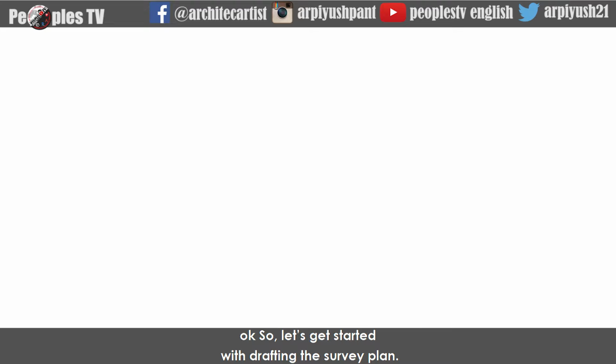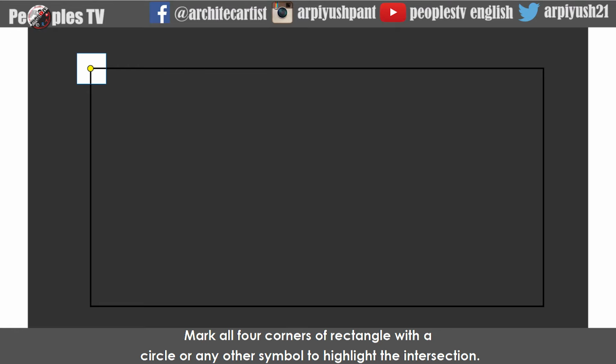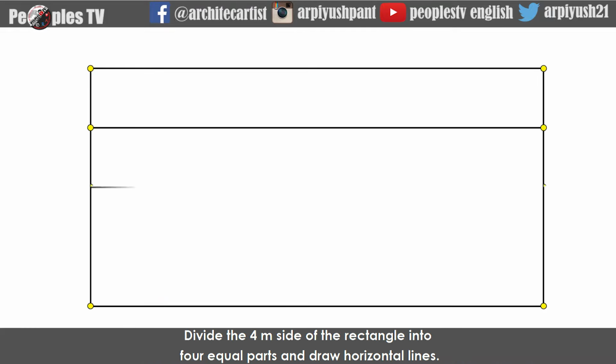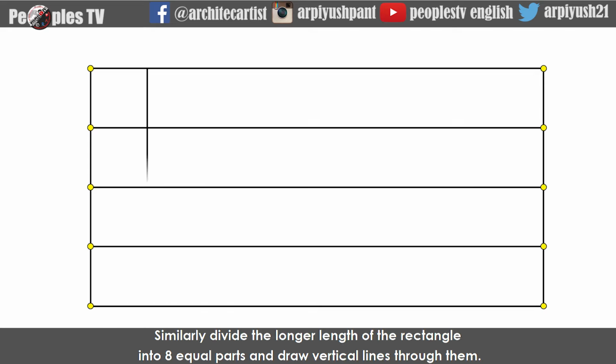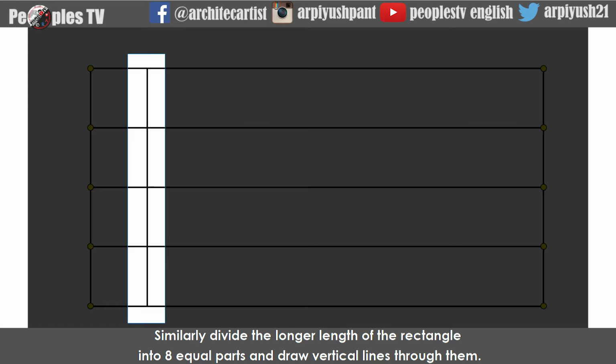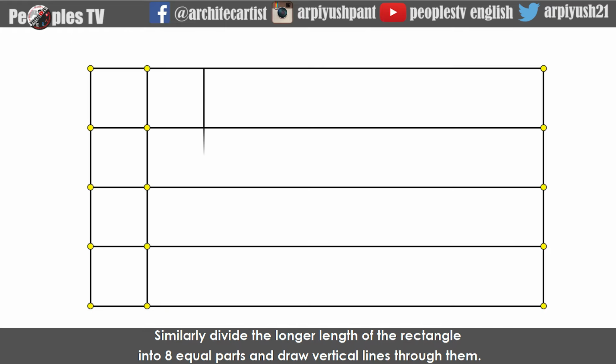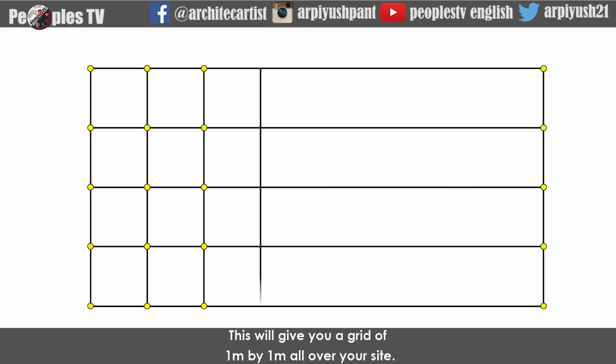Okay, so let's get started with drafting the survey plan. Start with making the site rectangle. Here the side dimensions are 8 meters by 4 meters. Mark all 4 corners of the rectangle with a circle or any other symbol to highlight the intersection. Divide the 4 meter side of the rectangle into 4 equal parts and draw horizontal lines. Similarly, divide the longer length of the rectangle into 8 equal parts and draw vertical lines through them. This will give you a grid of 1 meter by 1 meter all over your site.